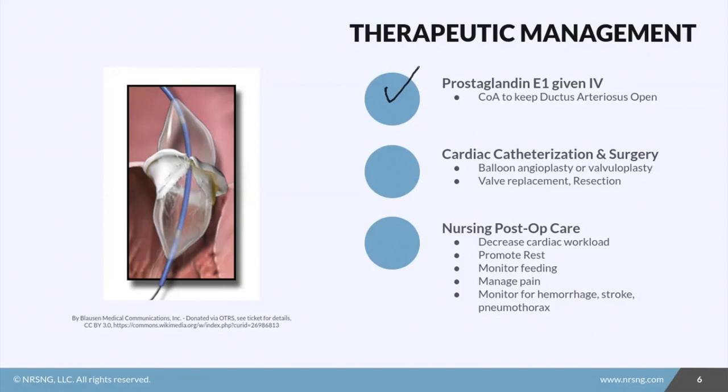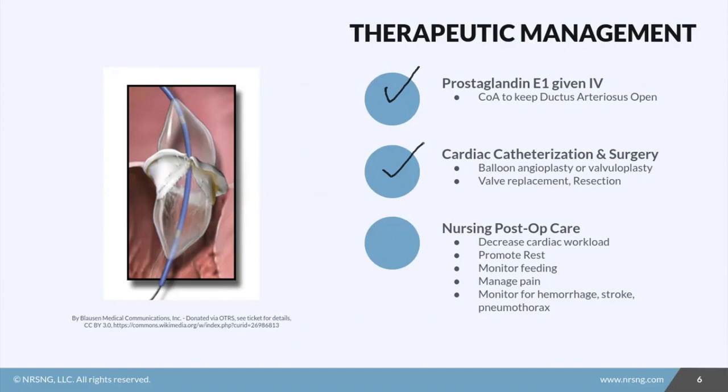Other treatments for these obstructions are cardiac catheterization and surgery. With the catheterization, they may try either a balloon angioplasty or a valvuloplasty. And if surgery is required, they can perform a valve replacement or a resection in an artery to remove the stenosed area.